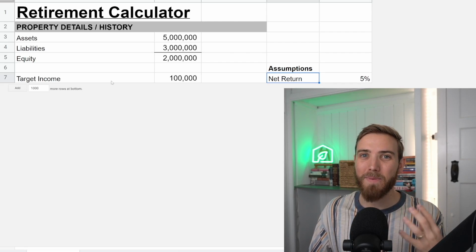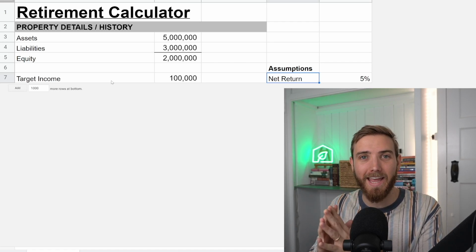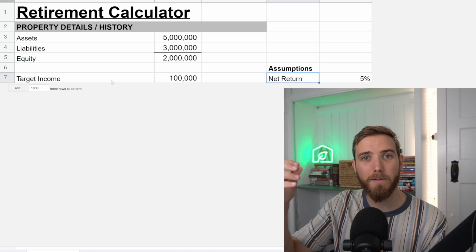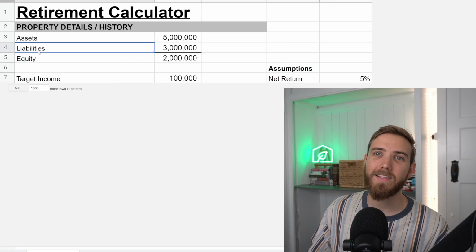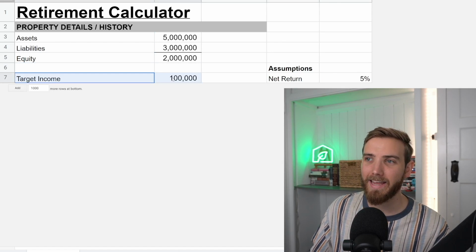So without wasting any more time, let's pull up the retirement calculator on screen. So this is very basic, but I'll talk you through the understanding and how you can actually put in your own numbers to calculate this for yourself. Now, this looks at assets, liabilities, and equity and target income.